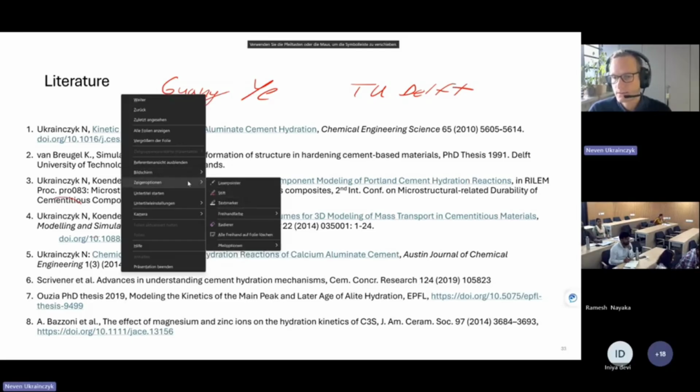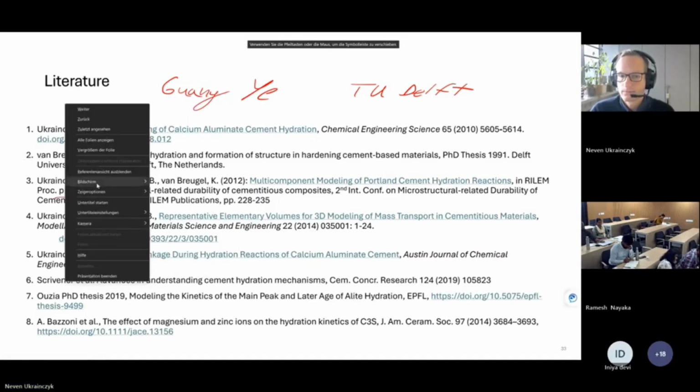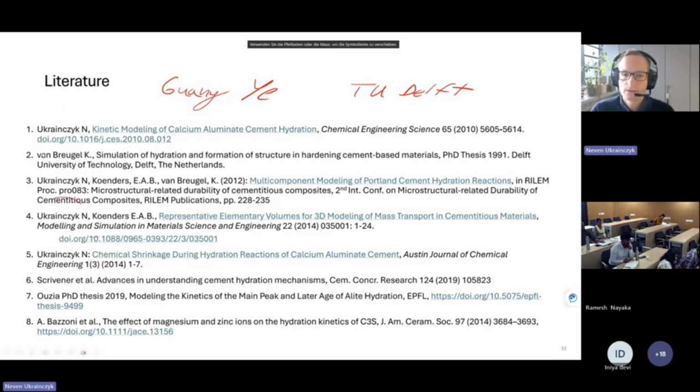Yes, that's correct. You will find it best in the original PhD thesis of Van Breugel. I think it's available online. He even made a second edition, so you can go for the second edition.